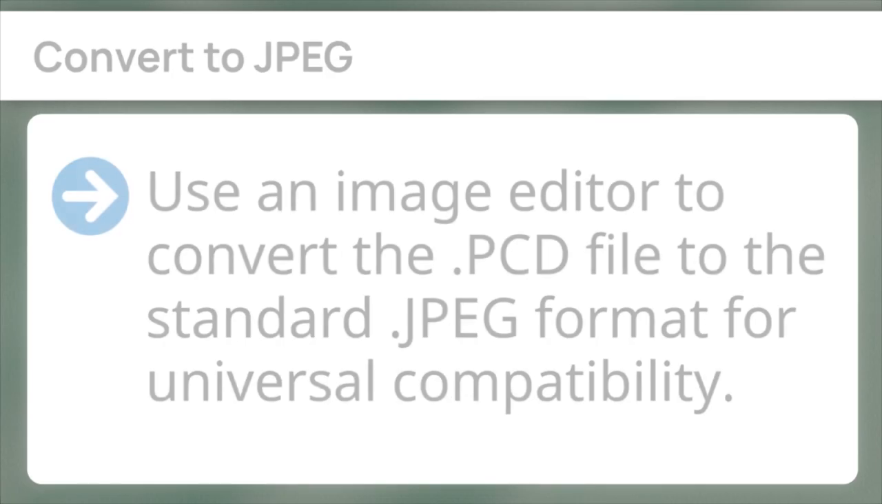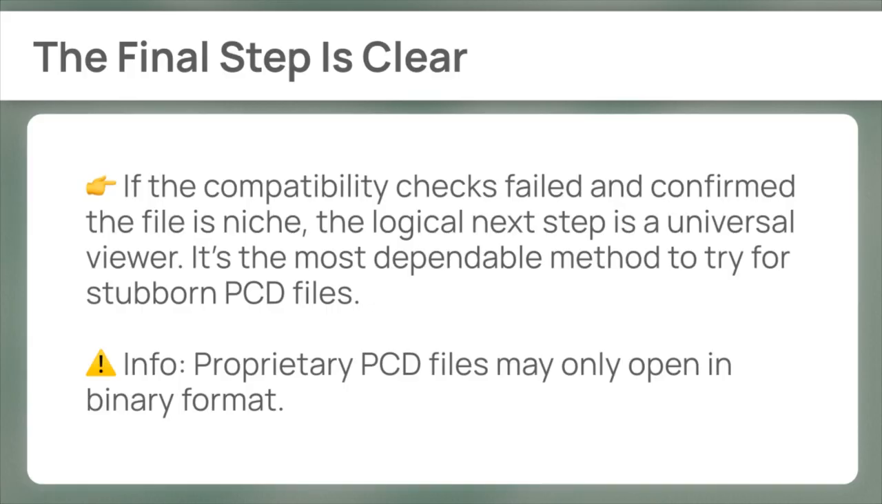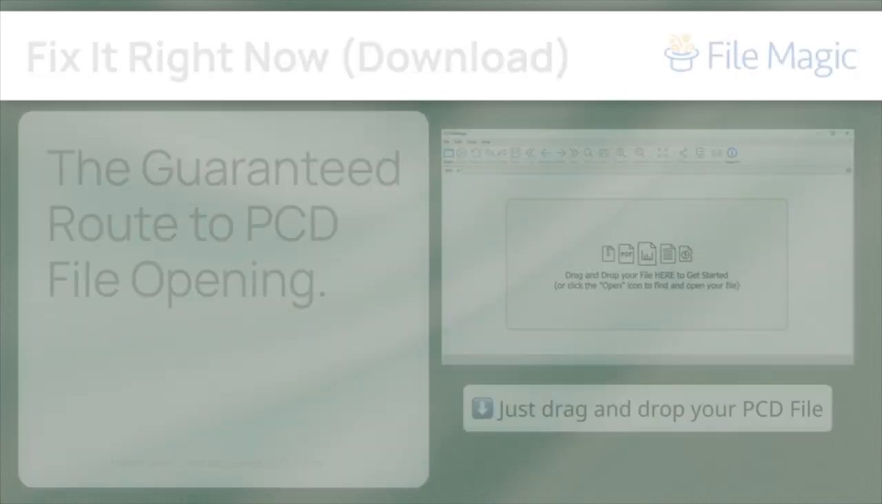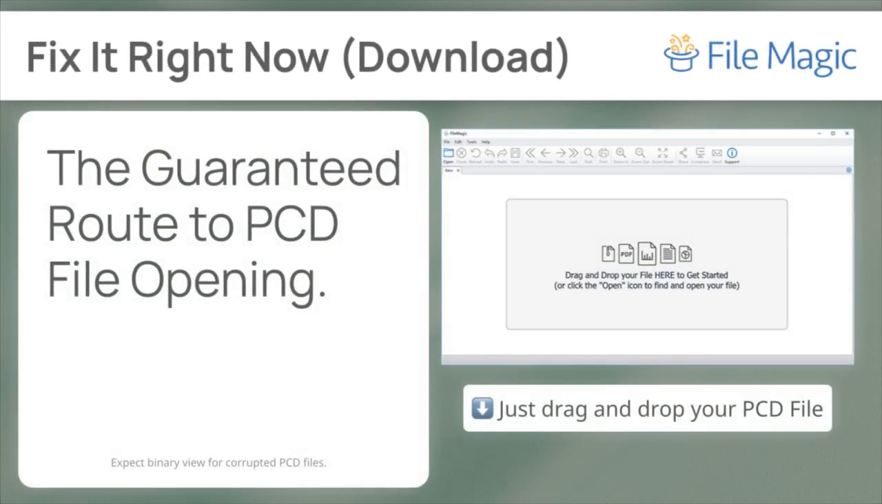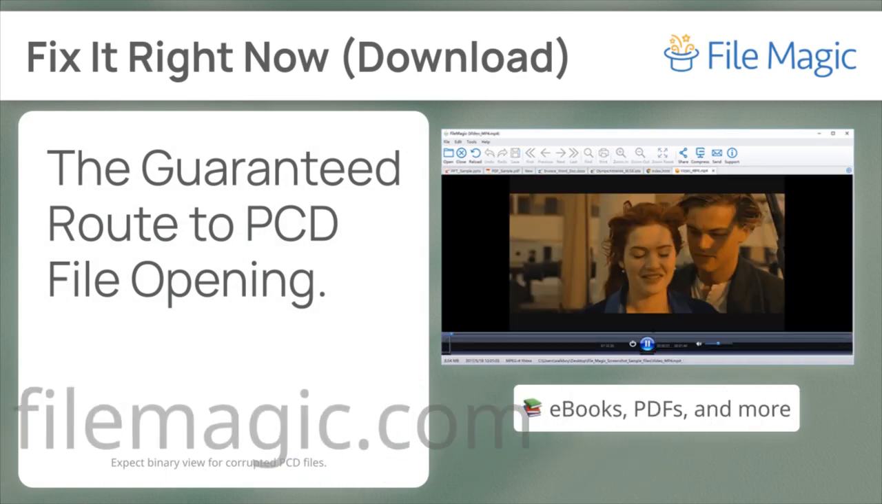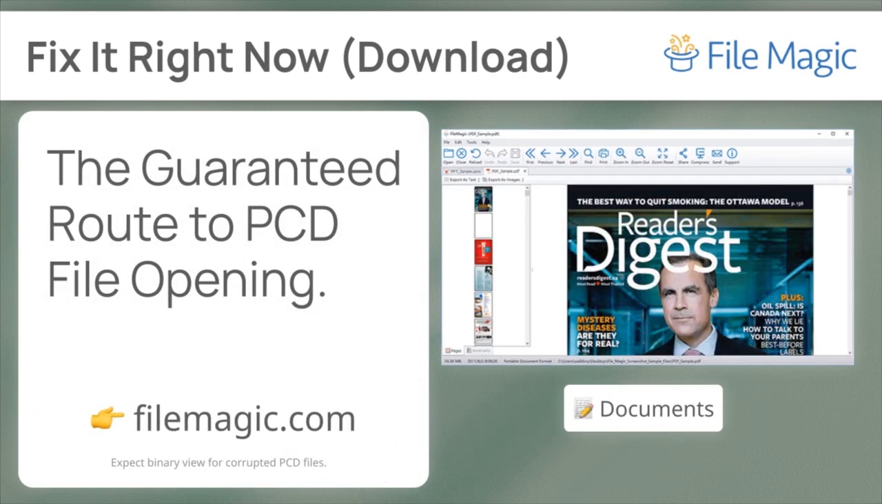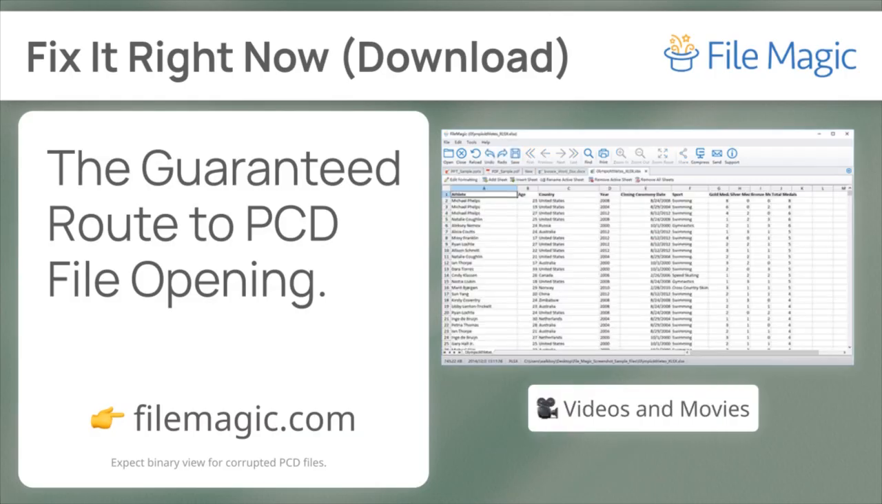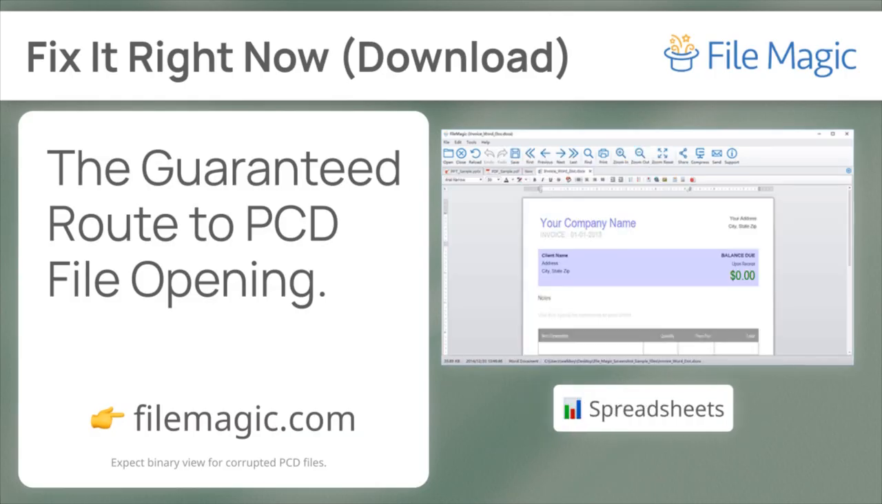If standard solutions cannot break the structural PCD format barrier, the professional decoding utility is the only dependable fix worth trying. Stop worrying about corrupted data. FileMagick will instantly show you what's inside the broken PCD file, offering a chance to recover data that other programs would miss. Available at filemagick.com.